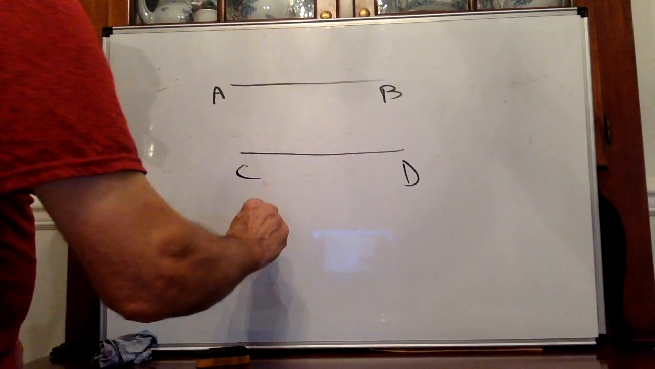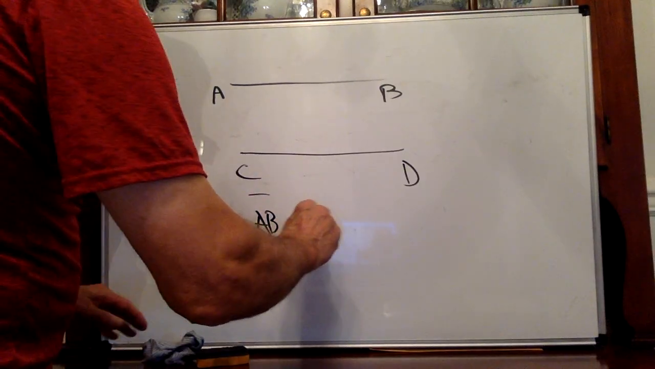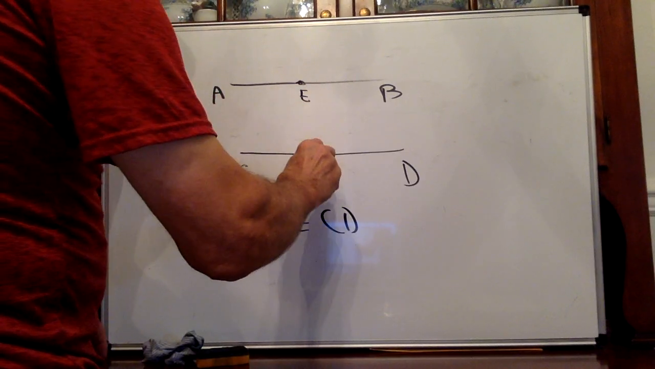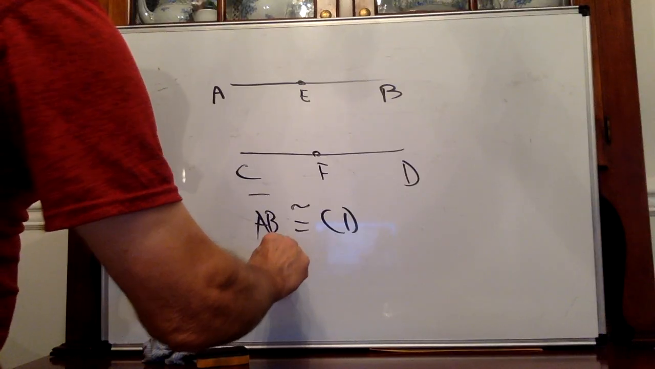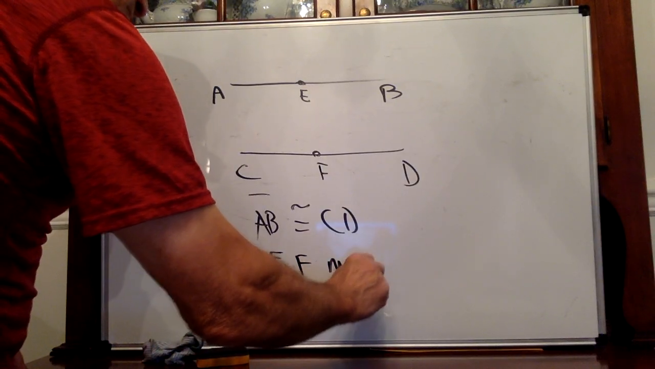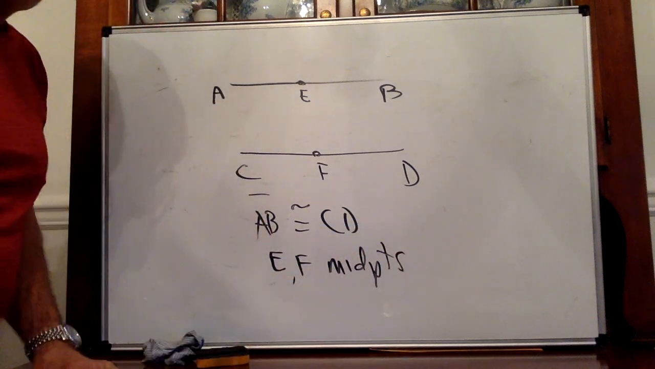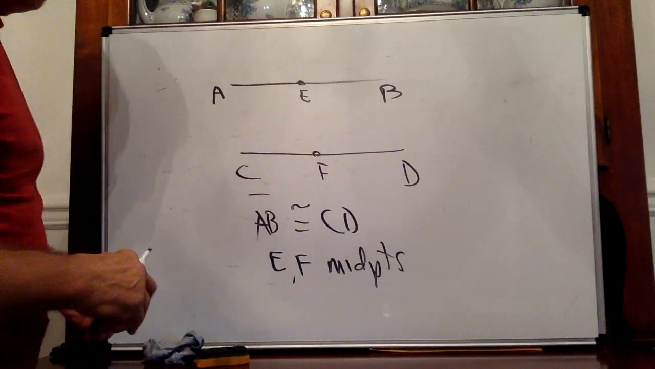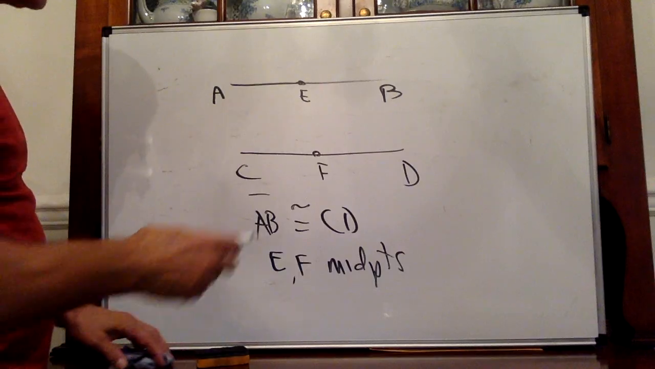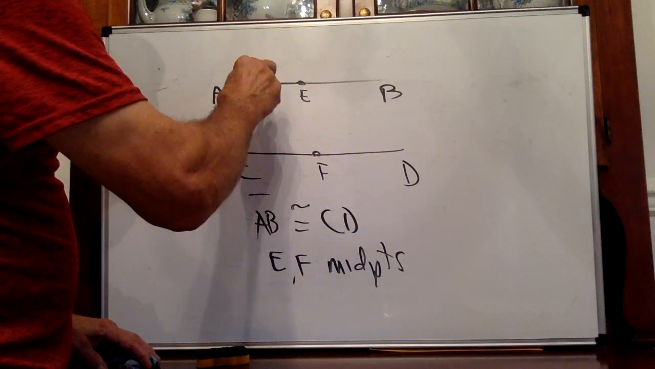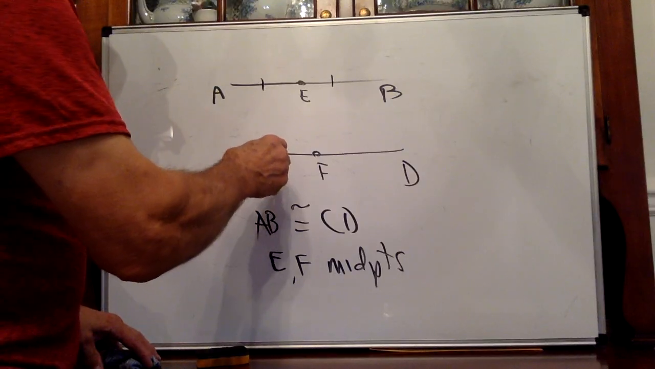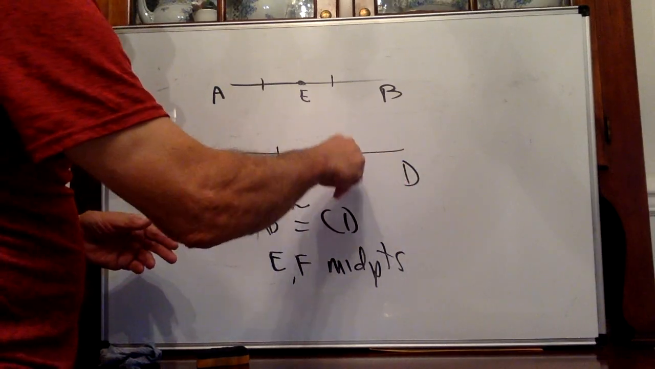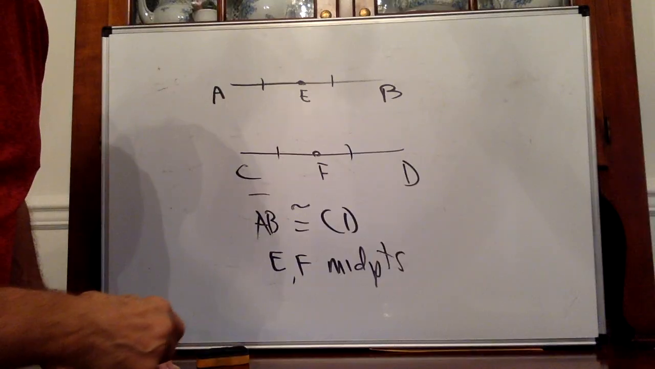if we started off by saying segment AB is congruent to CD, and I told you E and F are midpoints, does that make all of these little pieces congruent? And the answer is yes. Since E and F are midpoints, that means this is congruent to that, and it means this is congruent to that. But since the big pieces were congruent, that means all of the halves have to be congruent.